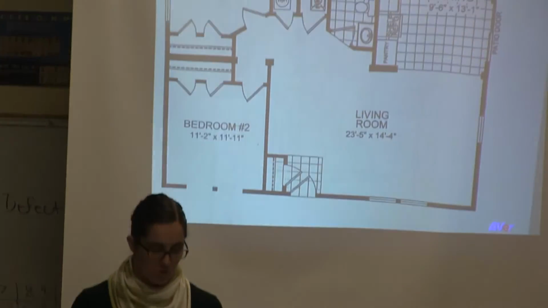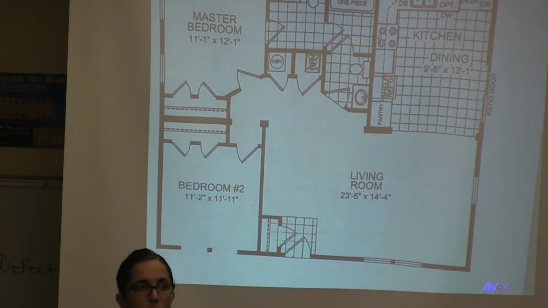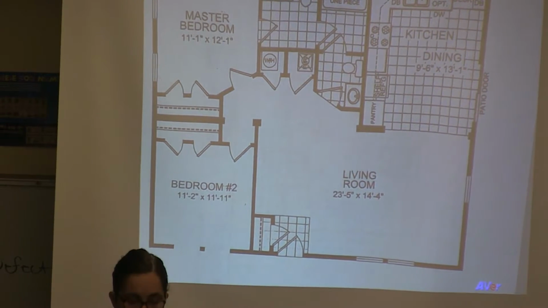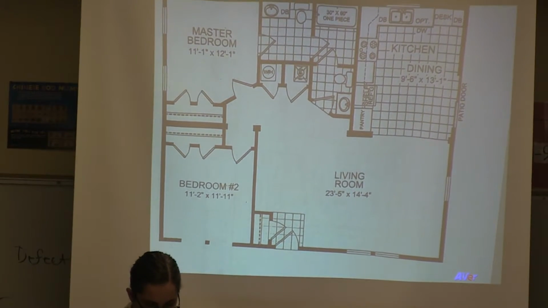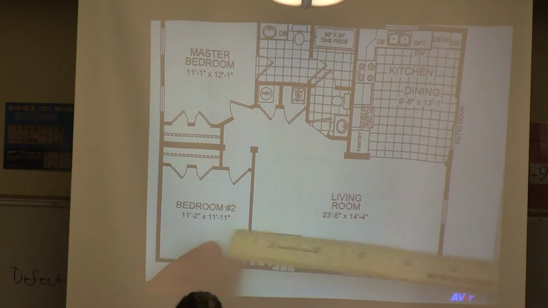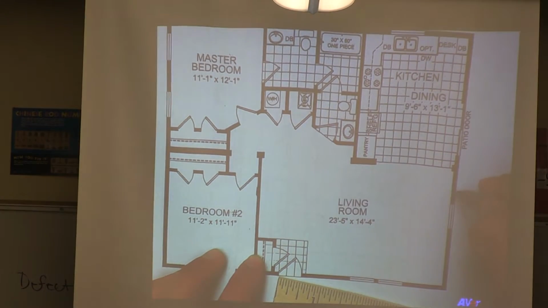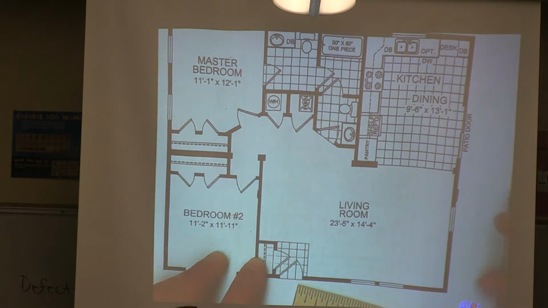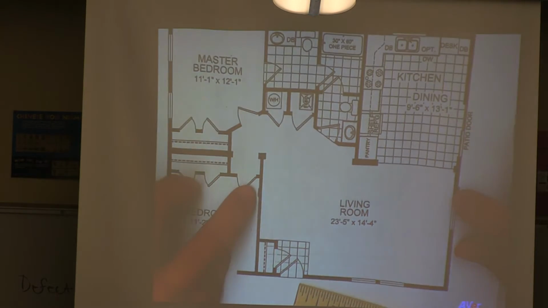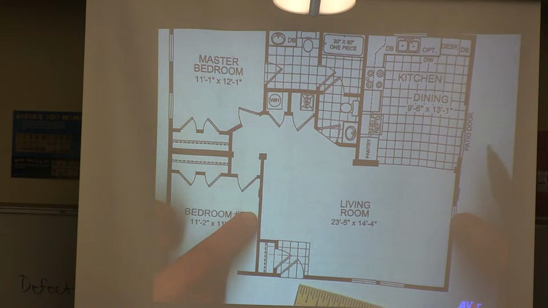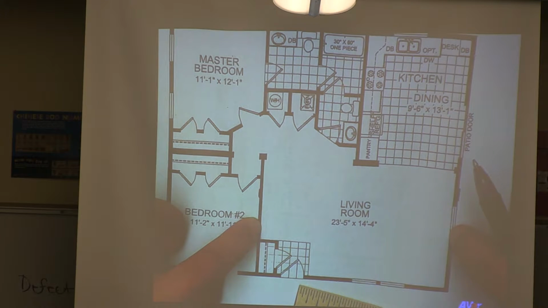But now here's a question. From where to where is 23 feet and 5 inches? Do I measure from here to here? Do I measure from here to here for 23 feet? Maybe. Do I measure inside?